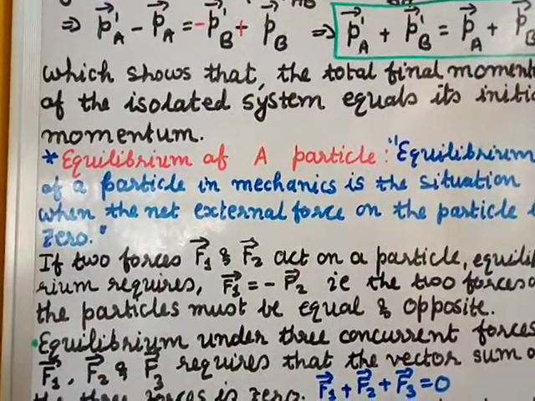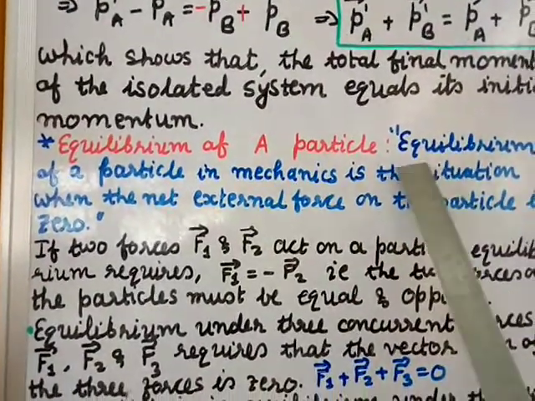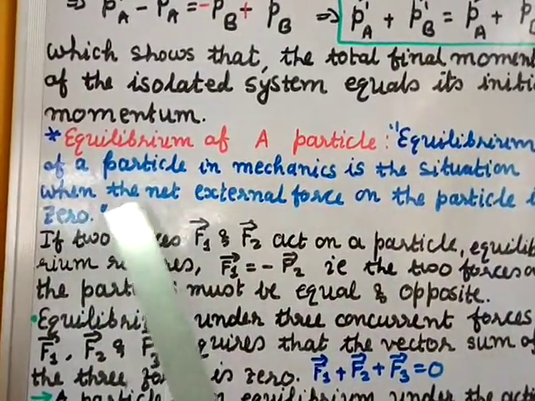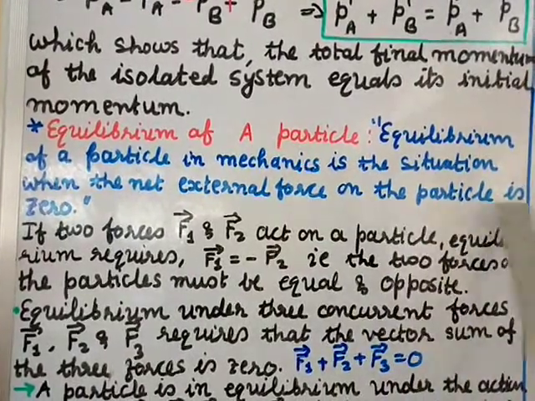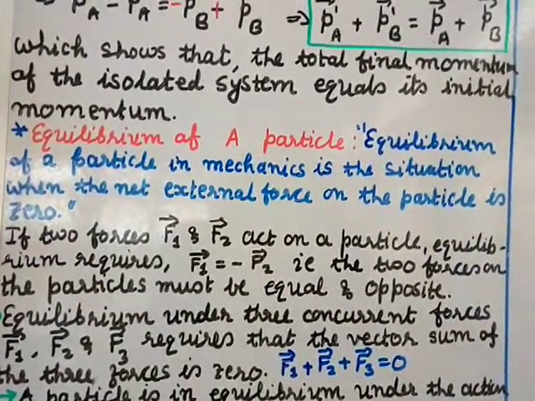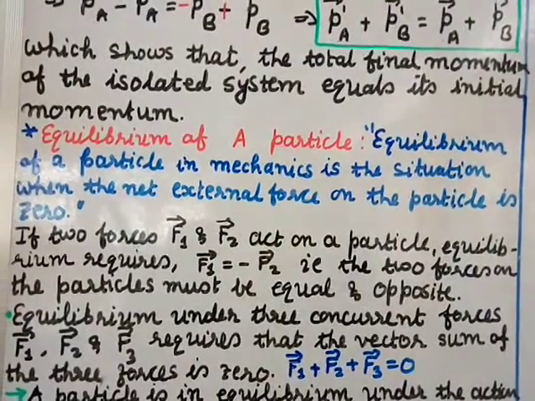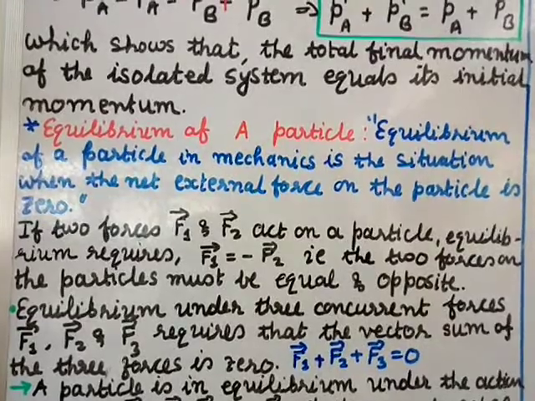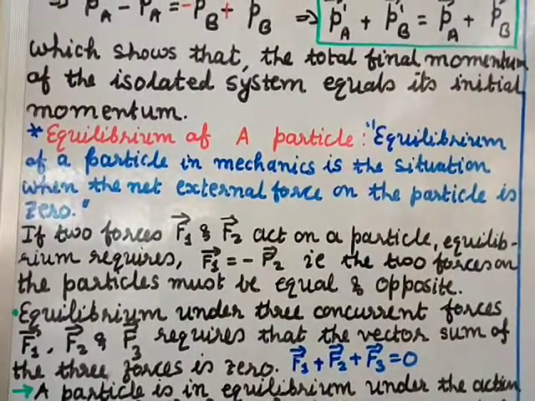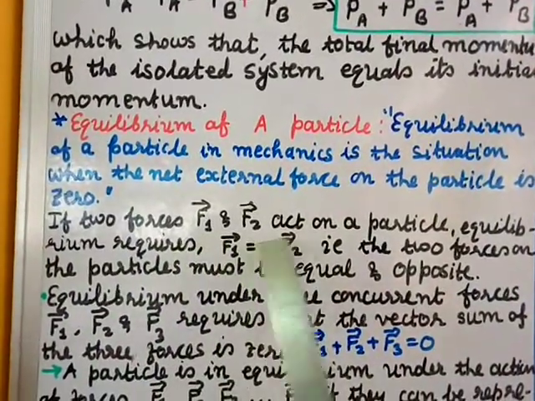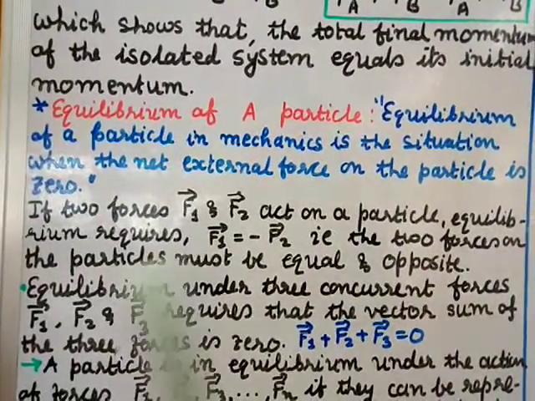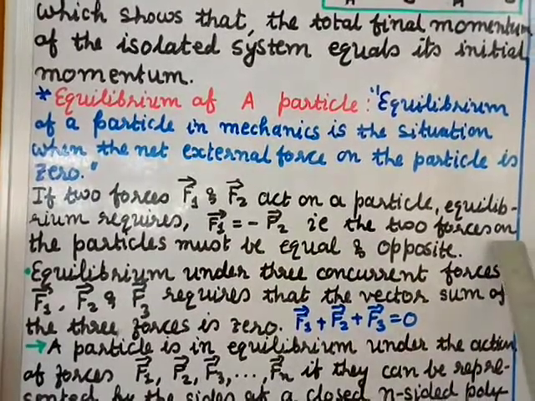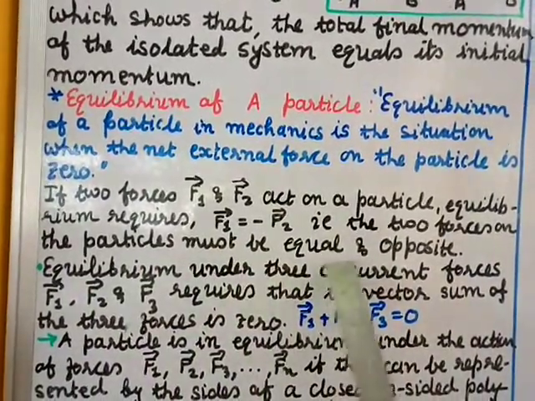Next we have equilibrium of a particle. Equilibrium of a particle in mechanics is the situation when the net external force on the particle is zero. So if a particle is in equilibrium, then the net external force on that particle is zero, or you can say the vector sum of the forces on the particle is zero. If two forces F1 and F2 act on a particle, equilibrium requires F1 equal to minus F2. That is, the two forces on the particle must be equal and opposite.